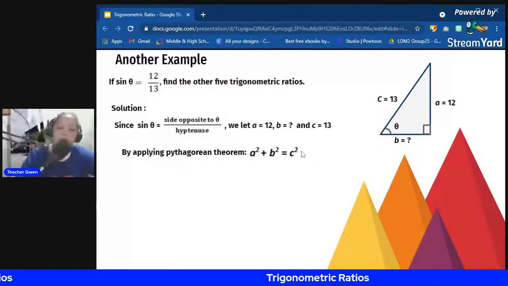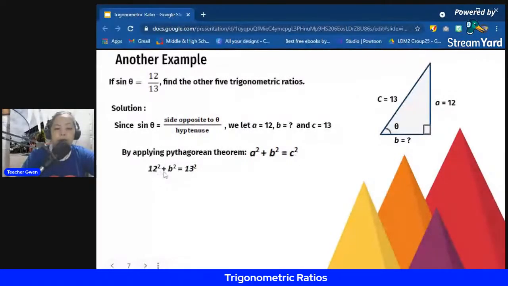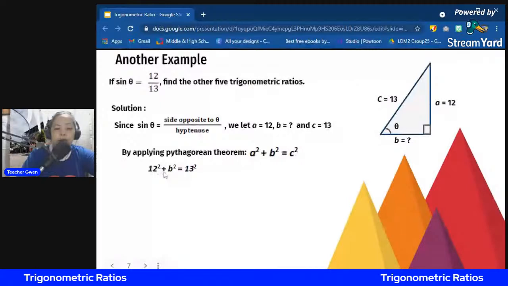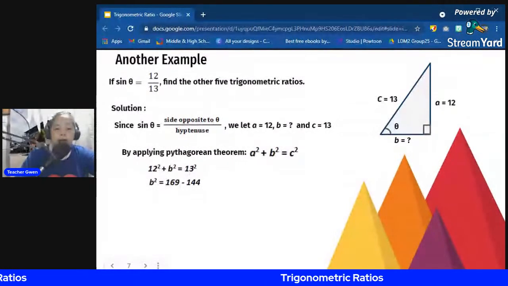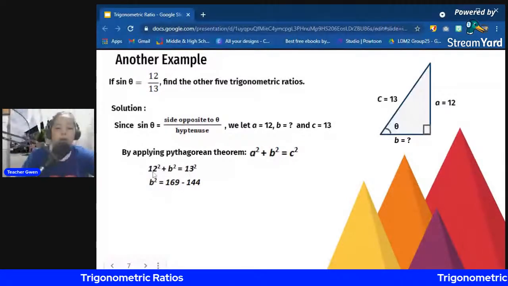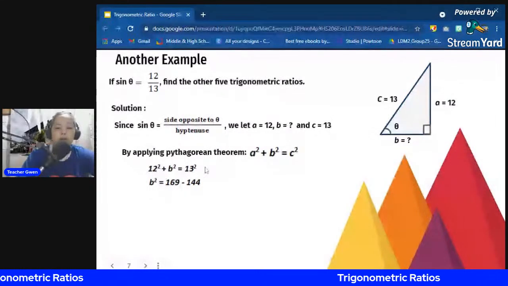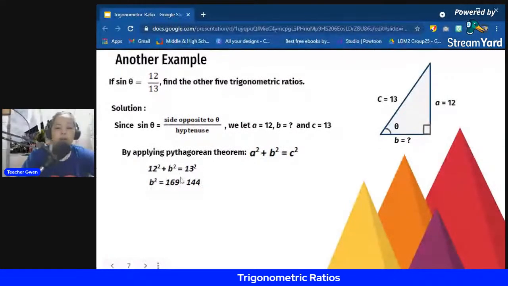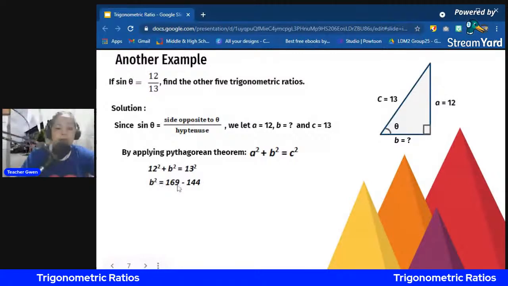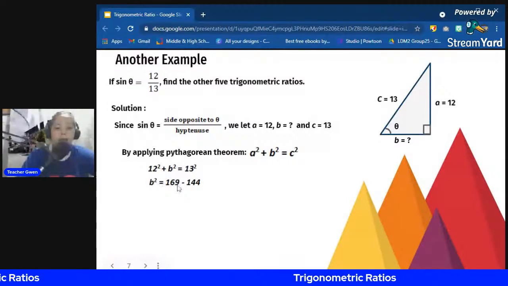Okay? So, we have the value for A and C. So, apply na nato. 12 squared plus B squared is equal to 13 squared. So, atong gamitan og additive inverse. Bali na nato si 12 squared, which is 144, to the other side. Okay? 13 squared is equal to 169. So, B squared is equal to 169 minus 144. So, B squared is equal to 25.